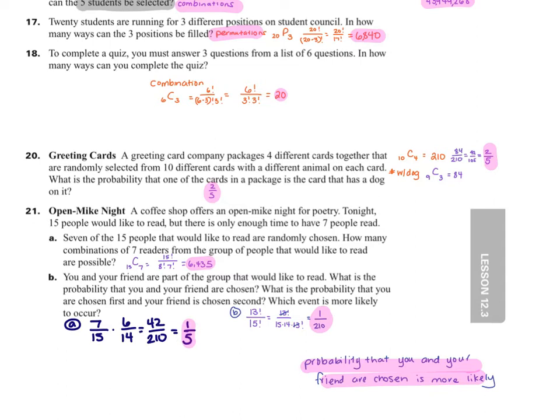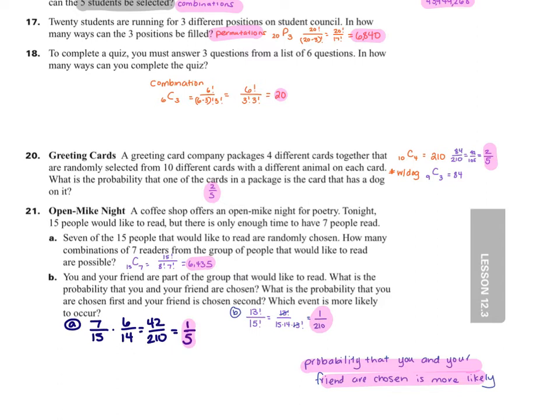B says you and your friend are part of the group that would like to read. What's the probability that you and your friend are chosen, and what's the probability that you are chosen first and your friend is chosen second? Which event is more likely to occur? So for the first one, what's the probability that you and your friend are chosen? For you to be chosen, it's 7 out of 15. For your friend to be chosen, now there's 6 spots left, and 14 to choose from. So that's 6 over 14, which is 1/5.